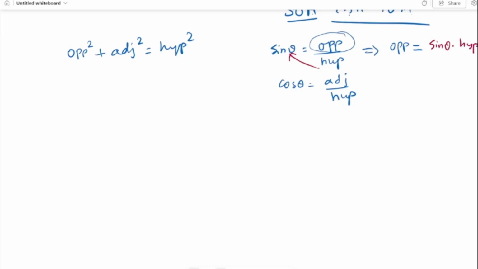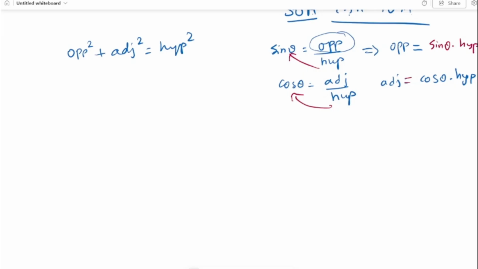Likewise, adjacent will be cos theta times hyp. This is all basic algebra. You should be able to easily do this. If you are not, I have a tutorial which teaches you solving simple, complex linear equations. I will put something in future.